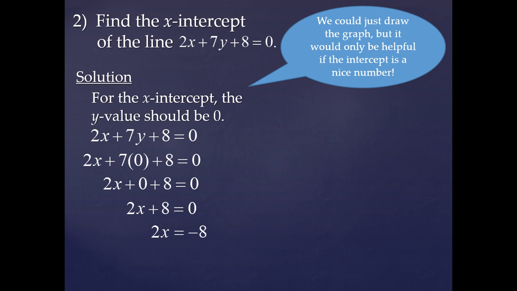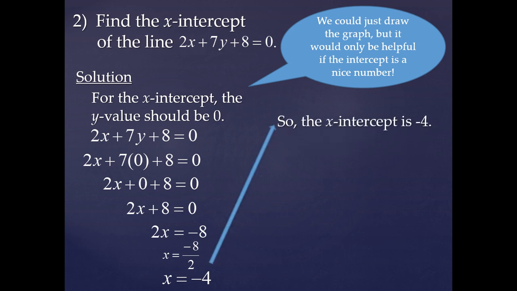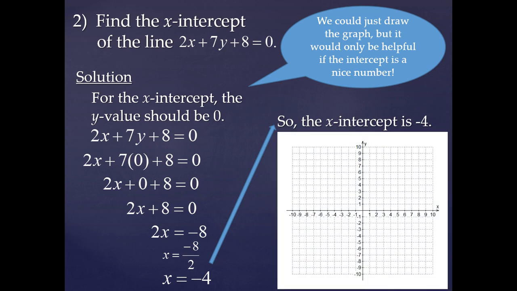And then at this point, we can divide each side of the equation by 2. And we end up with an x-intercept of negative 4. So the x-intercept is negative 4. On a graph, what that means is we have a coordinate at negative 4, comma 0. And that should feel all right. When y is 0, we sub in 0 for y, x is negative 4. So as a coordinate, we get negative 4 for x and 0 for y.